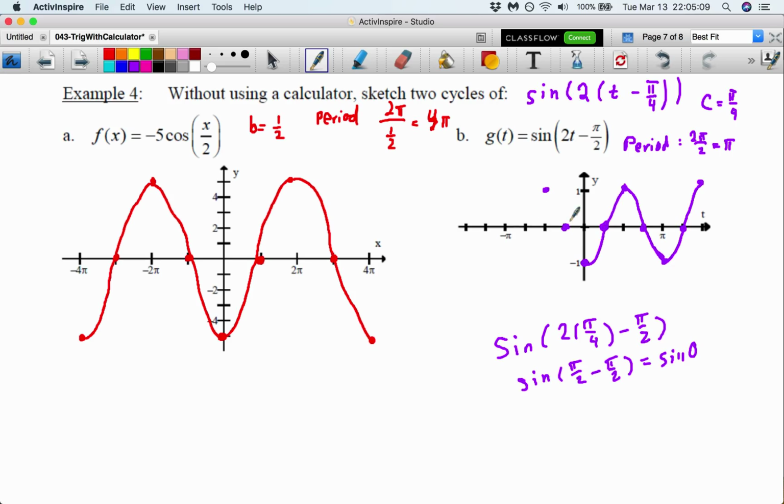And so I'm just repeating the points I see over here. If they are pi away from each other: pi over 4, 2 pi over 4, 3 pi over 4, 4 pi over 4, repeat. And it just cycles through. It's not that bad. If you can get the period, if you can get the phase shift, it's not that bad. Whoa, don't go up. Don't go up from there.